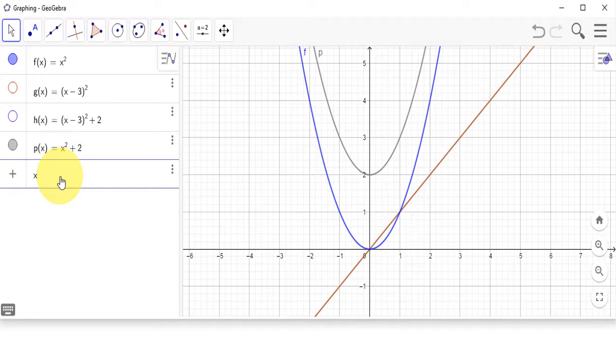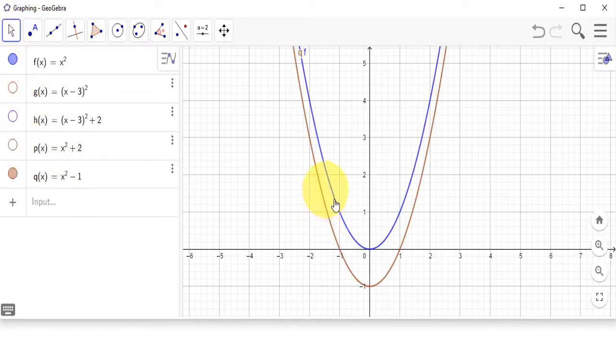And it's going to be the same if I want to move my parent function down. Let's say I have just 1 unit down. I'm going to erase this, and my parent function has been moving 1 unit down.